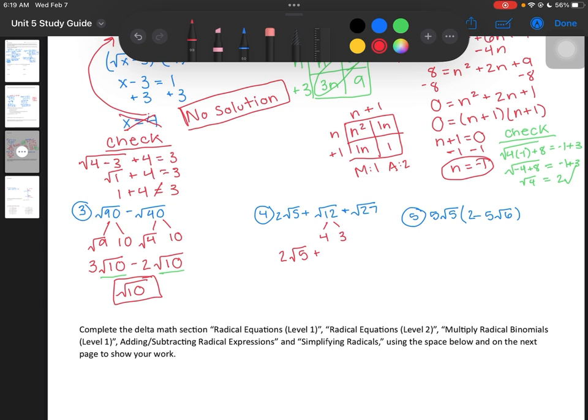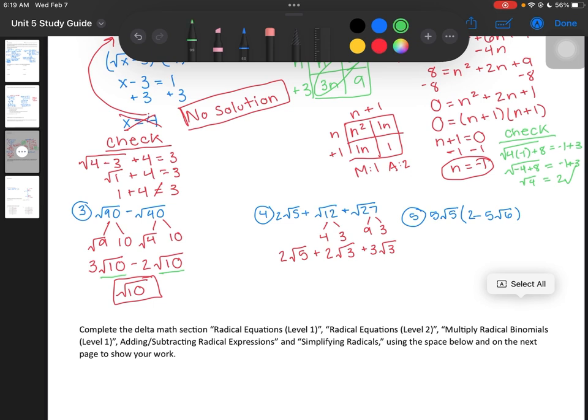When I take the square root of 4, it's 2. And then square root 3. And then again, two numbers that multiply to 27, where one is a perfect square. We have 9 and 3. Square root of 9 is 3, so 3 comes on the outside. And then the other 3 stays on the inside.